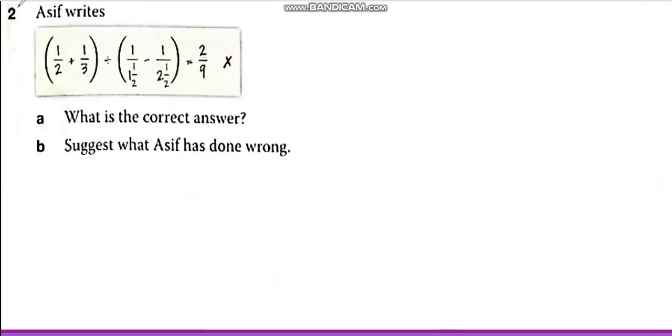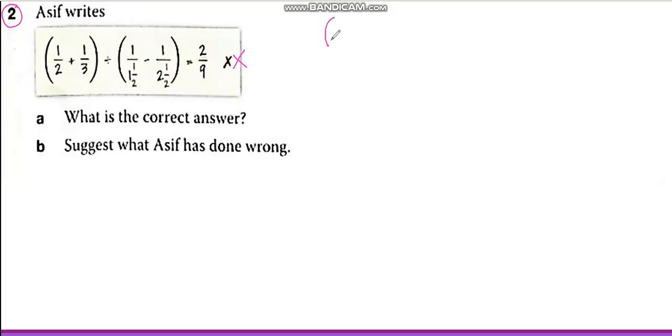In question number 2, it says Asif writes 1/2 plus 1/3 that is being divided by 1 over 1 1/2, take away 1 over 2 1/2, that is equal to 2/9. And it says that it is wrong. So we have to find the correct answer. So let's solve the fractions.